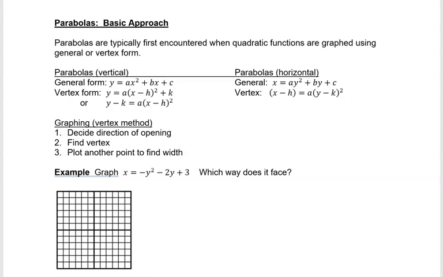This is a quick overview of graphing parabolas using the basic approach, which is generally introduced when parabolas are first encountered. We commonly see equations of parabolas written in one of two formats. When we write it as a function, we often will see the y isolated and then the quadratic expression having the coefficients a, b, and c on the terms of the quadratic expression.